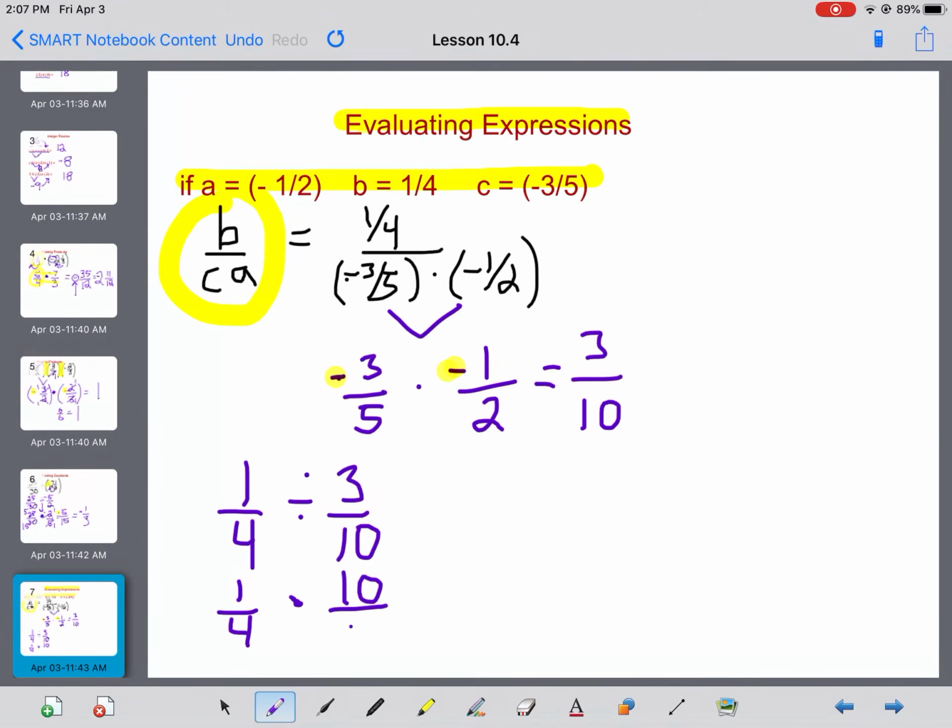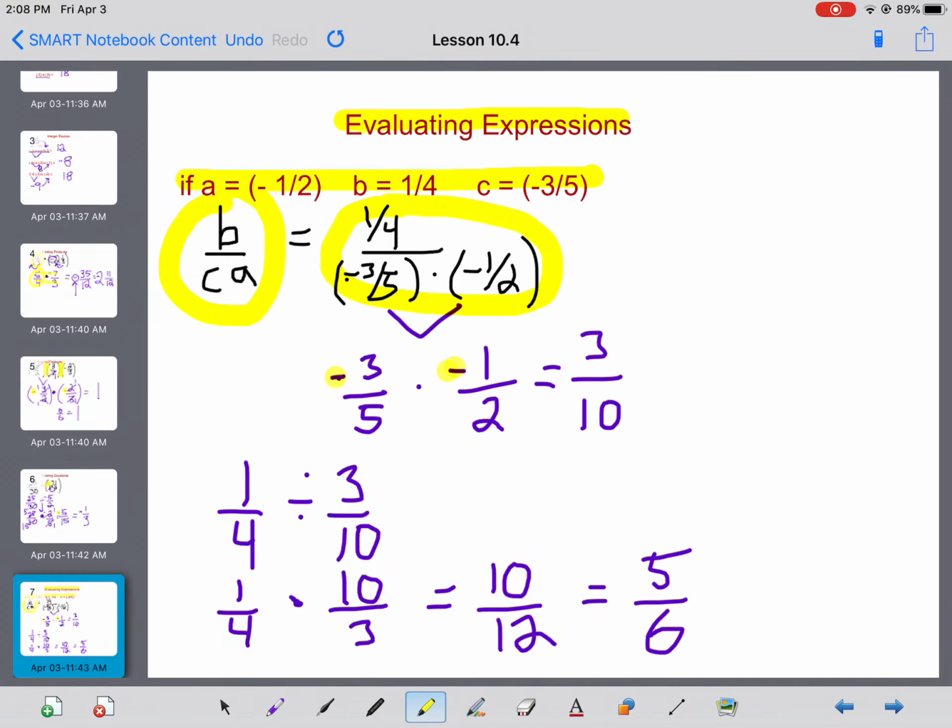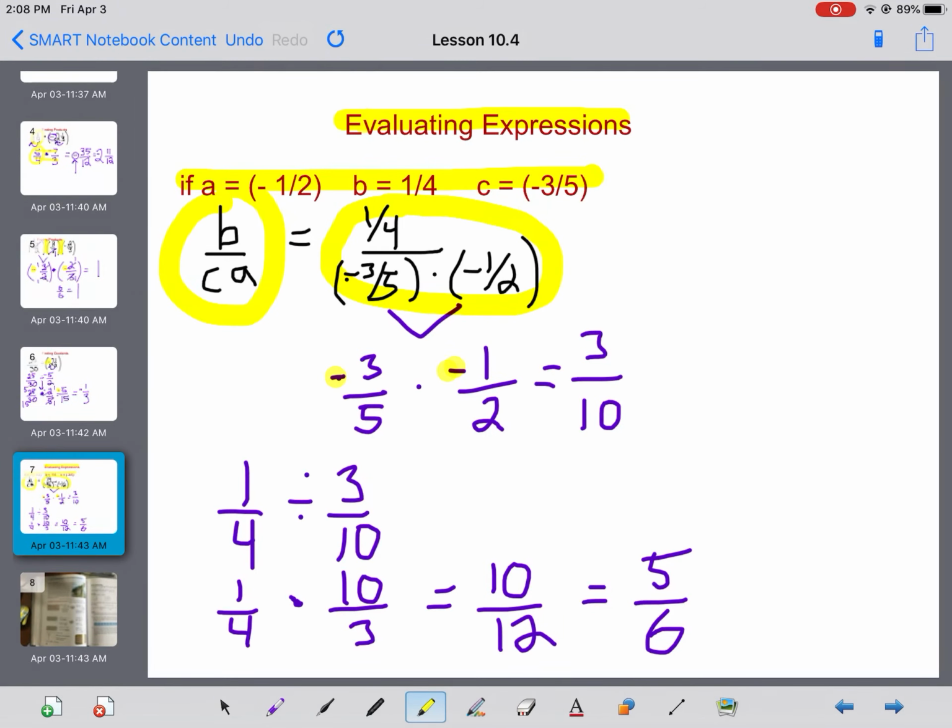So 1/4 times 10 over 3. I can cross cancel if I want to, but I'm just not going to this time, just so you can see what I end up with. 1 times 10 is 10. 4 times 3 is 12. I can divide by 2 on both of those, so I would get 5/6 as my answer. Okay, so that's evaluating expressions. So don't be scared away by the fact that we're working with letters. Just make sure you plug in the information based on what you've been given.